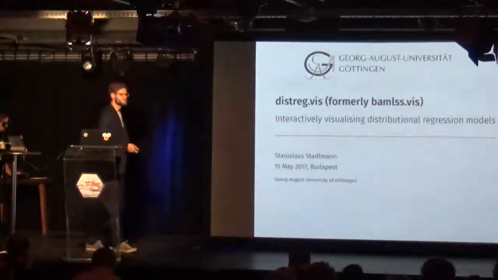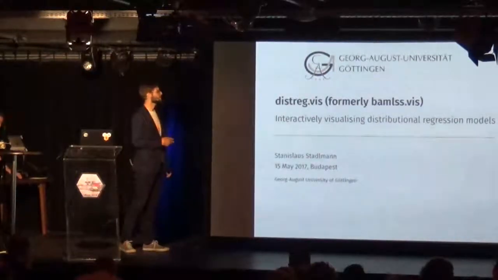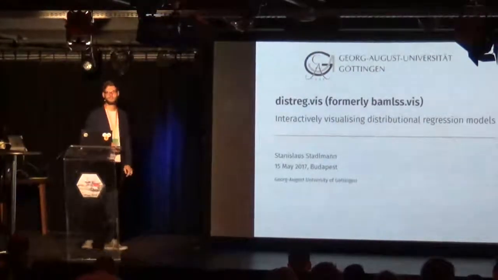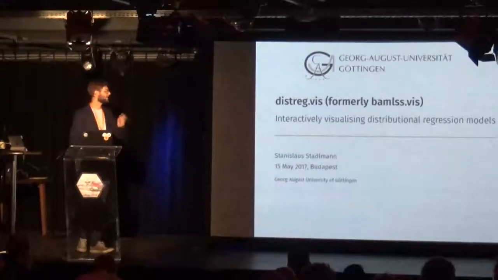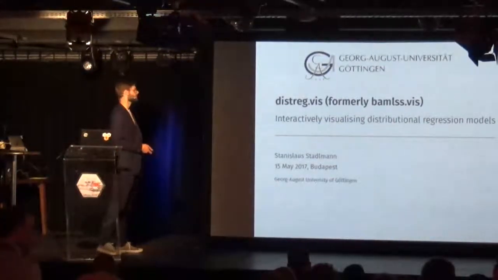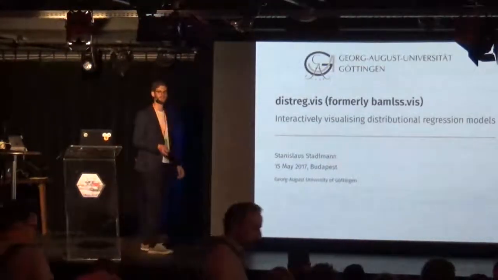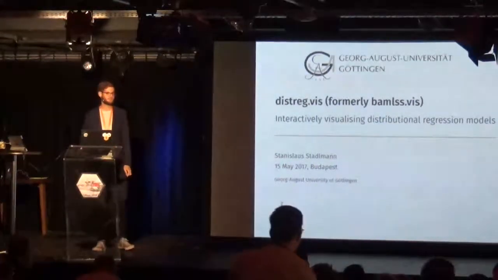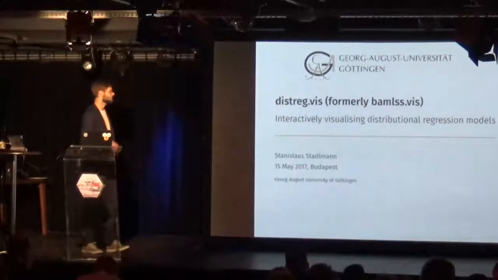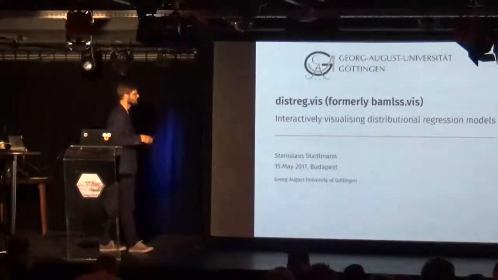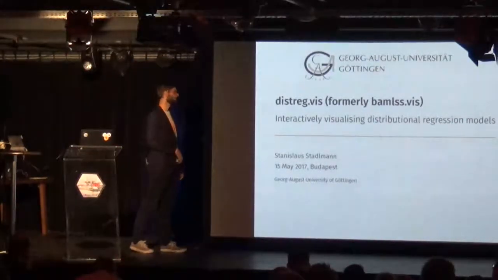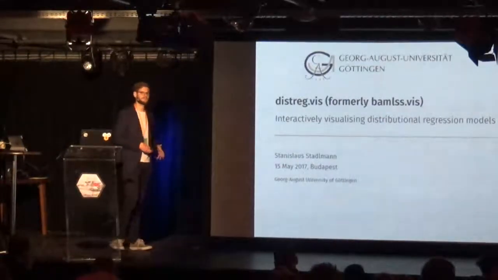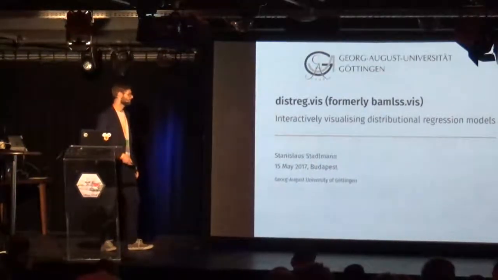So I'm a PhD student at the University of Göttingen, which is a small and very beautiful student town in the middle of Germany. And I will be talking about a package which has recently gone through a name change. It was called bamlss.vis, which is why it still says that on your folders. But it was recently changed to distract.vis for reasons I will discuss further. And this is about interactively visualizing distributional regression models.